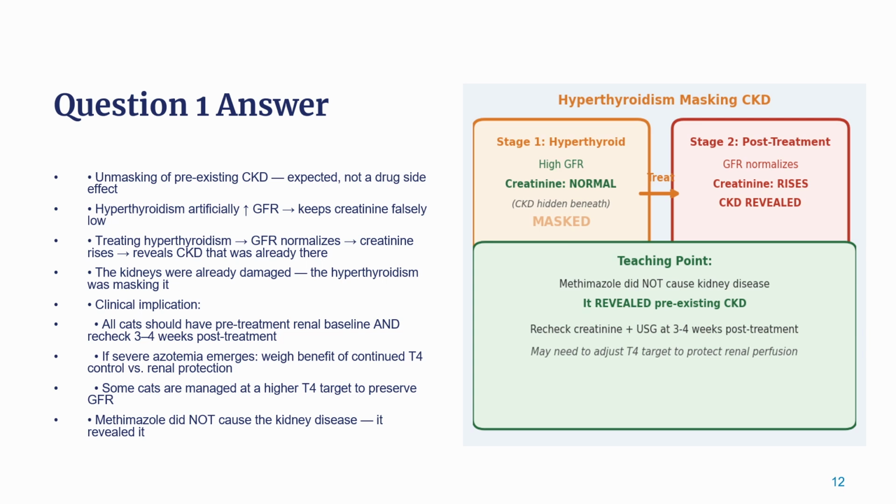Now the clinical decision-making gets nuanced. If the azotemia is severe, you may need to balance T4 control against renal perfusion. Some cats do better managed at a higher T4 target to maintain that extra kidney blood flow. It's a genuine trade-off, and it requires an honest, empathetic conversation with the owner.